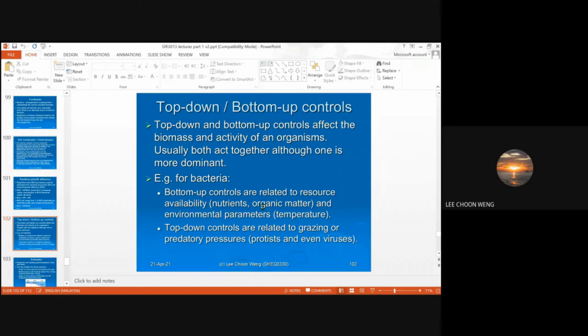So as with all components, there will be top-down and bottom-up controls. So top-down controls are defined by usually grazers or factors that cause mortality of the organism, whereas bottom-up controls usually affect our food or other physical and chemical variables, for example temperature, that affect the production, the growth of the component.